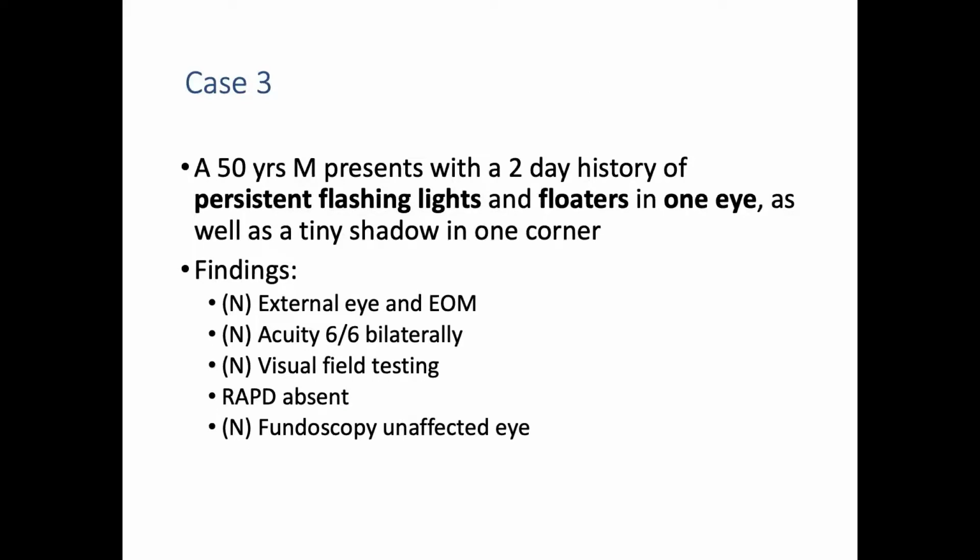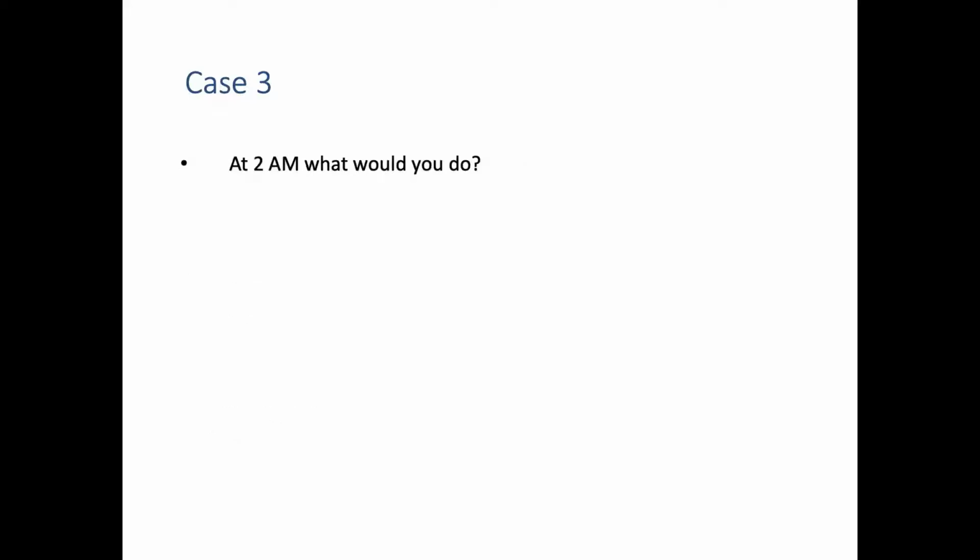Sorry, case 3. A 50-year-old presents with a 2-day history of persistent flashing lights and floaters in one eye, as well as a tiny shadow in the corner. Normal eye movement and eye exam. Visual acuity is 6/6 bilaterally, or 20/20. Normal visual field testing. RAPD is absent, and fundoscopy in the unaffected eye is normal. Any potential diagnoses here, guys? You worried about retinal detachment with that story, or even vitreous hemorrhage? Yeah. So what do you do at 2 a.m. again? Would you sit in there? Would you call ophthalmology? What would you do?